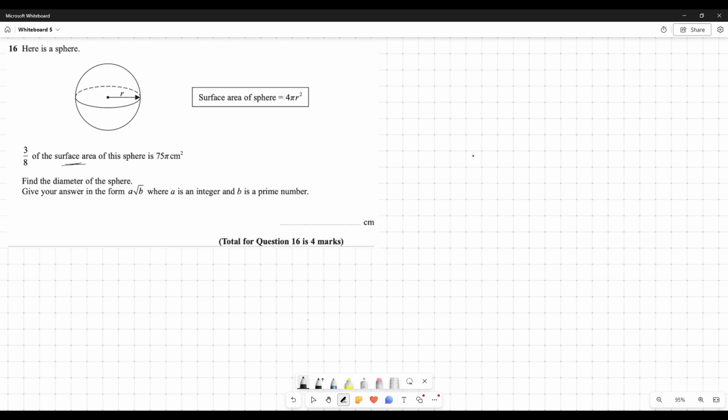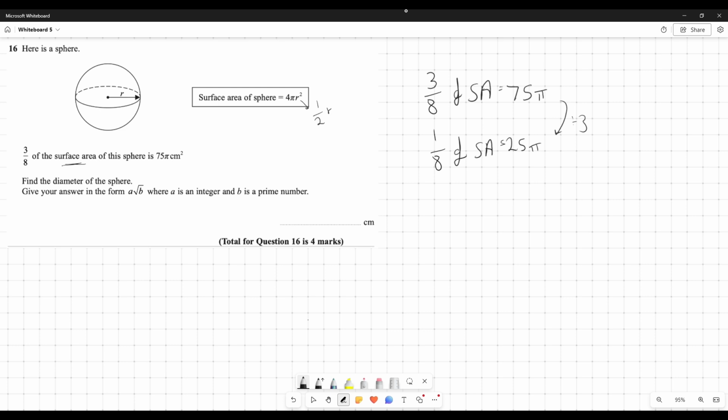So first of all, to find that diameter, we know diameter is twice the radius, right? So we know we need to do something with this surface area. First of all, we write down an equation where 3/8 of SA would equal 75 pi. So we want to find 8/8 to get a total surface area. If we try and find 1/8, we would divide both sides by 3 and we would get 25 pi.